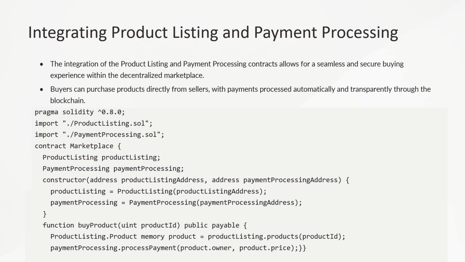It initiates the payment processing by calling the process payment function from the payment processing contract, directing the payment to the product's owner for the specified price. The payable modifier in the buy product function ensures that the function can receive Ether, allowing buyers to include the payment within the same transaction as the purchase function call. Overall, this contract serves as a bridge enabling seamless interaction between buyers, sellers, and the payment processing logic, creating a streamlined buying experience within the decentralized marketplace.